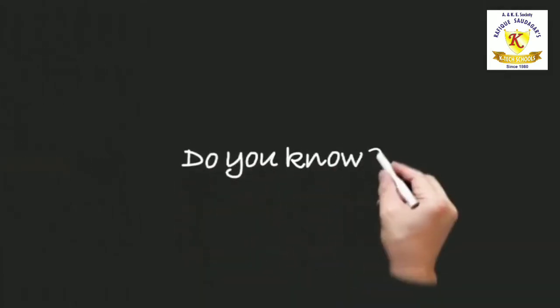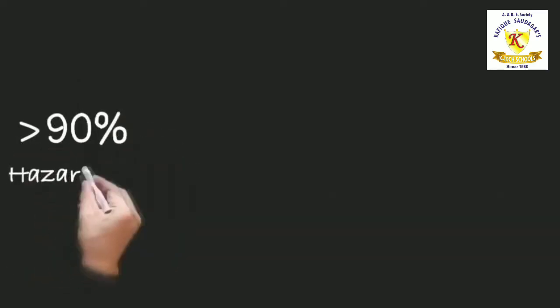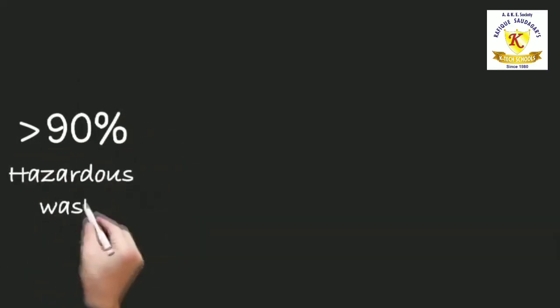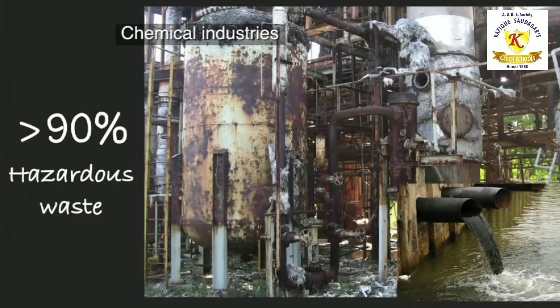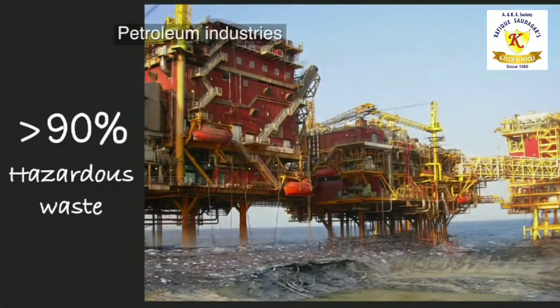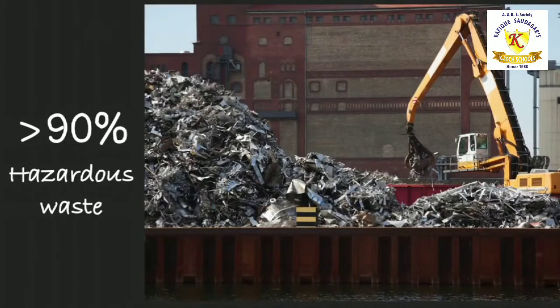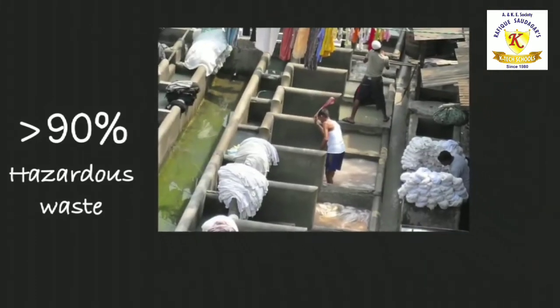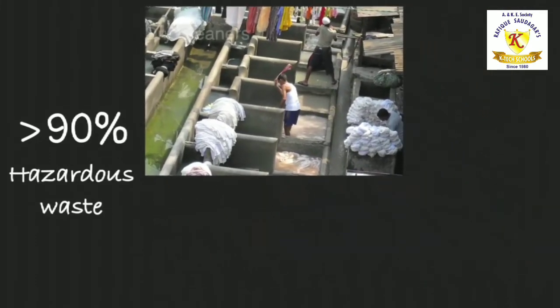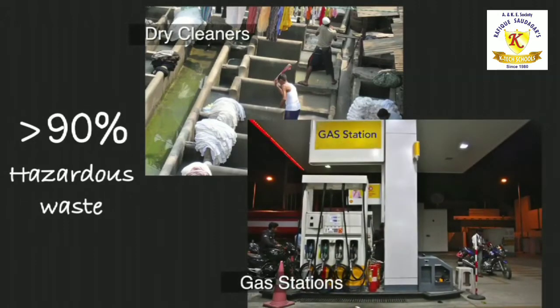Children, do you know, more than 90% of hazardous waste is produced by chemical industries, petroleum industries, and metal related industries, and also small businesses such as dry cleaners and gas stations.